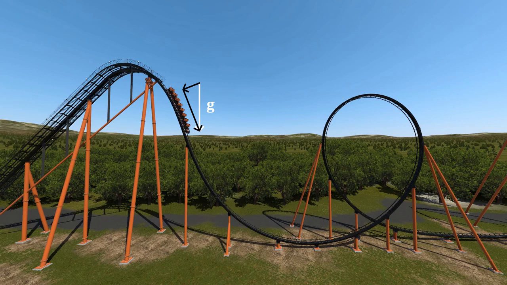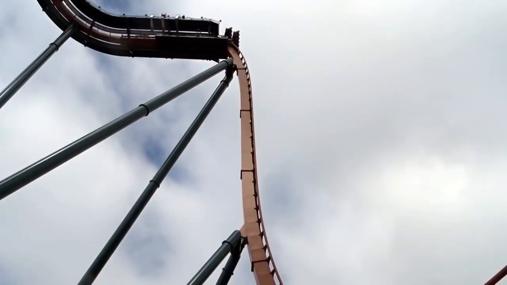The vector component parallel to the track represents the acceleration of the train, and it is equal to g times sine theta, where theta is the angle of the track. The steeper the track is, the faster the acceleration will be, and if theta is equal to 90 degrees, then the train will essentially be in a freefall.